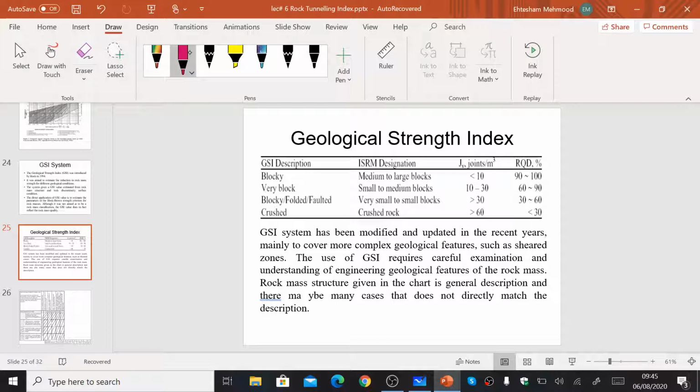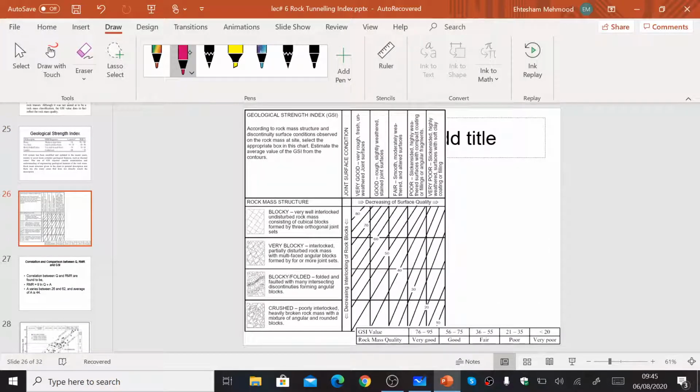So here is a comparison between the joints volume and the RQD value, and it is a detailed table. So on y-axis we have the condition of the rock, that is blocky, very blocky, folded and crushed, and on x-axis we have the decreasing of the surface quality. If you have good quality, fair, poor, very poor, and if the joint is very good, it is very rough, fresh, unweathered joint surface, okay. So similarly you have to look at the joint condition, and then you have to look at the overall rock condition, that it is falling in which category, blocky, very blocky, okay.